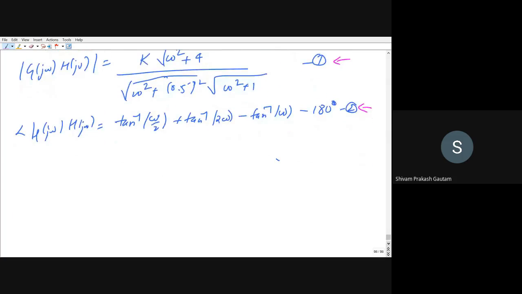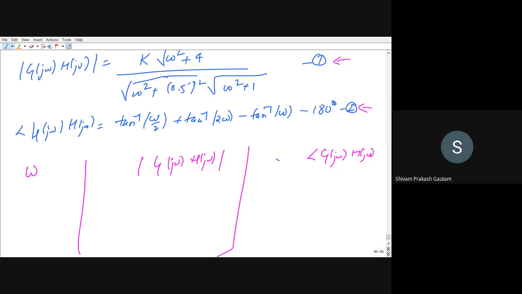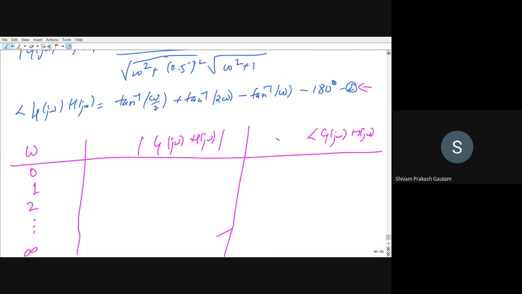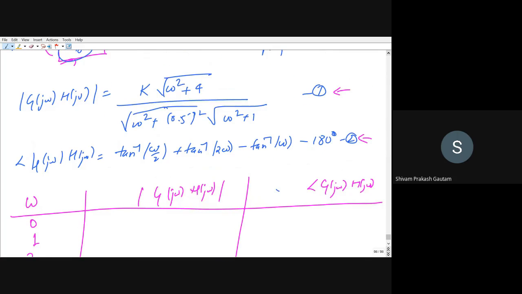Okay, so what is the next step after getting magnitude and phase plot? We need to make a table between frequency, magnitude and phase to plot it on polar plot. And what we did, we vary the frequency from 0 to infinite and saw what are the values of magnitude and phase. So if you put omega is equal to 0 in magnitude expression, that is equation number 1, just tell me what will be the magnitude.